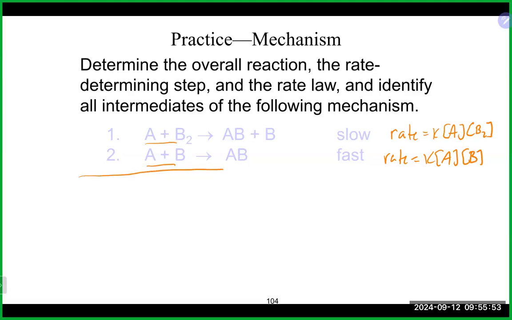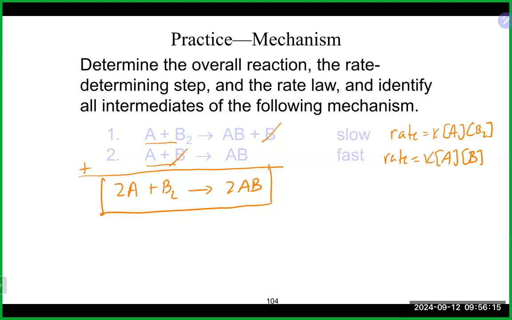Here we can get the overall reaction by adding these together, and it looks like B will cancel, and I think that is it. That's going to give us 2A plus B2 goes to 2AB in this case. So this would be our overall reaction, obviously.